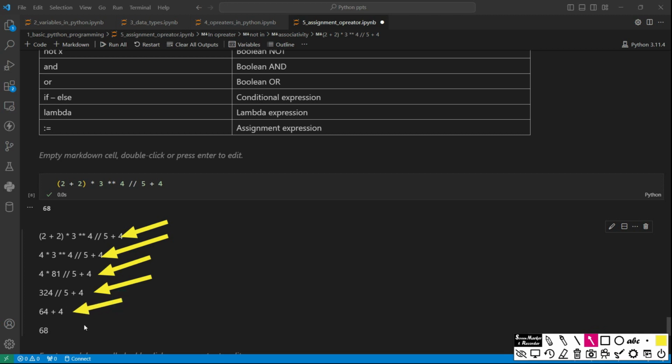So in this way, associativity and precedence work in the Python programming language and other programming languages as well.